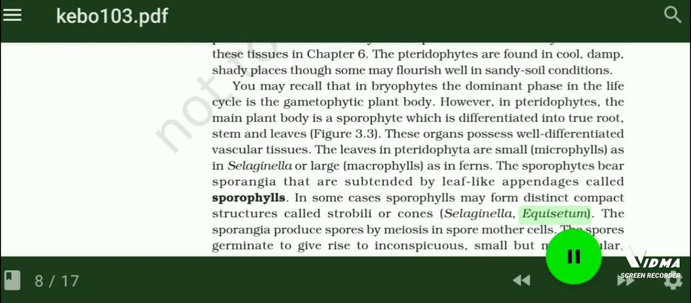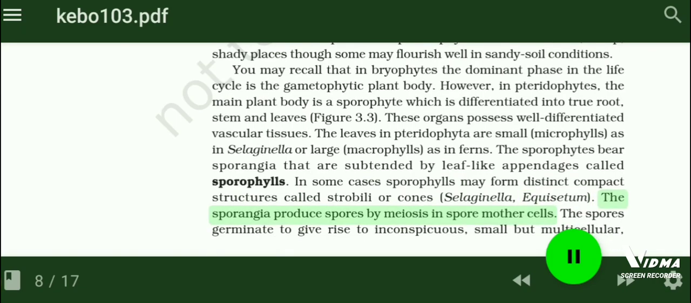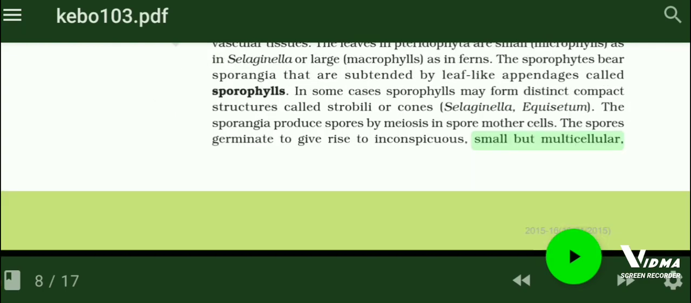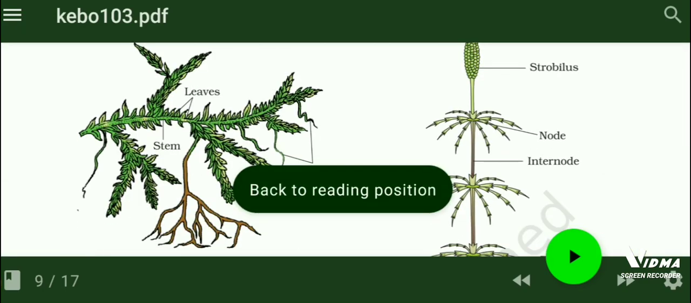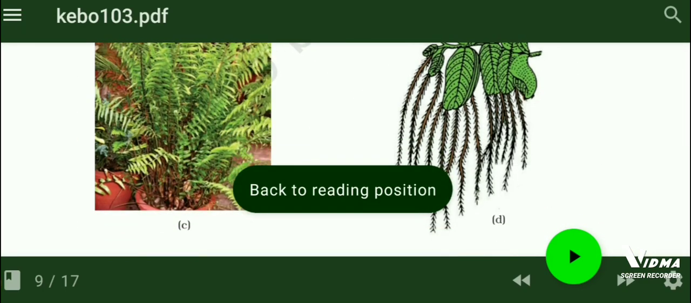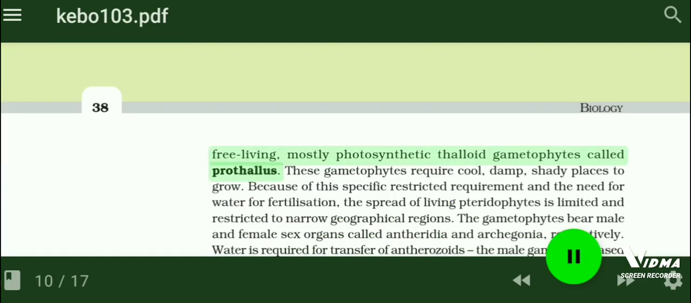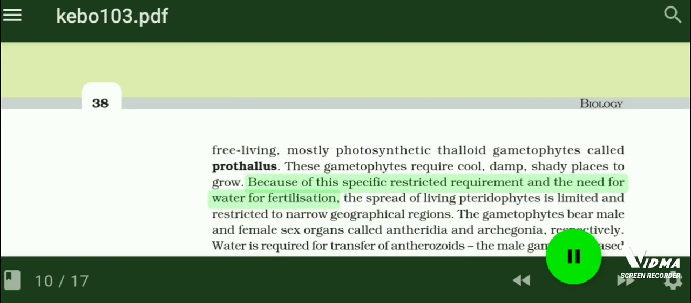These organs possess well-differentiated vascular tissues. The leaves in pteridophytes are small microphylls as in Selaginella or large macrophylls as in ferns. The sporophytes bear sporangia that are subtended by leaf-like appendages called sporophylls. In some cases, sporophylls may form distinct compact structures called strobili or cones, as in Selaginella and Equisetum. The sporangia produce spores by meiosis in spore mother cells.